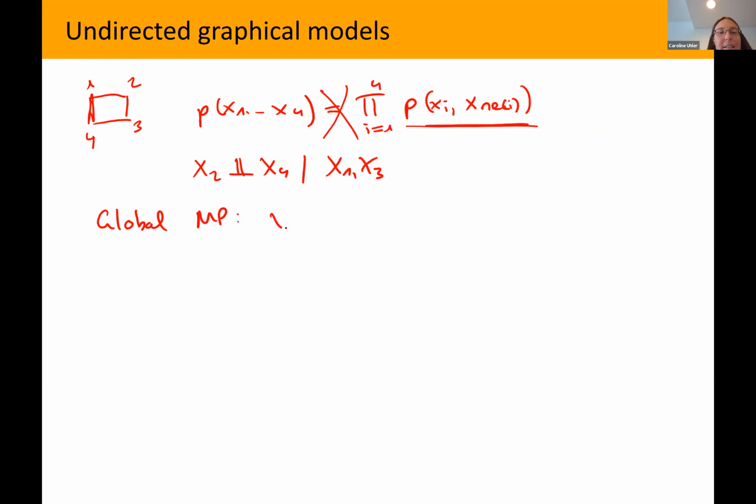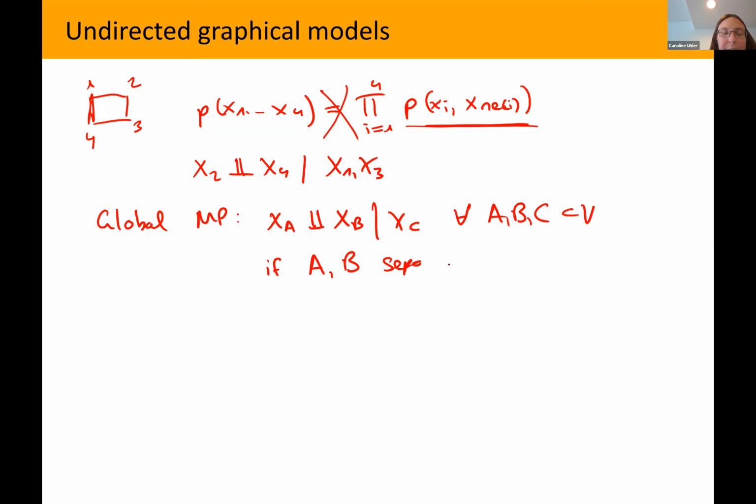XA is independent of XB given XC, for all subsets or separate nodes, whatever you want to do, if A and B are separated in the graph when removing C, right? And this is exactly how we're going to define the global Markov property in the undirected setting. So just coming from graph theory, this is how you would define a separation statement, right? And these are hence the conditional independence relations that we want to use. And now what I have to do is define the factorization which will exactly give me these conditional independence relations.